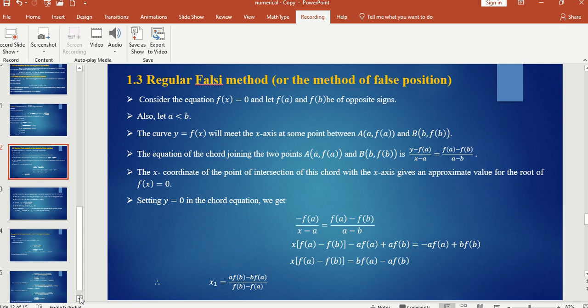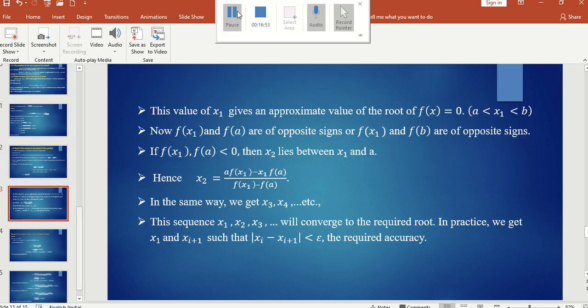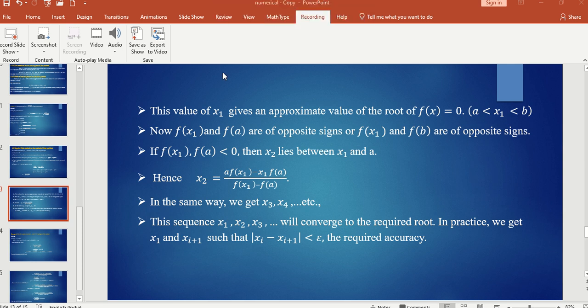Now setting y equal to 0 in the chord equation, we have minus f of a divided by x minus a equal to f of a minus f of b divided by a minus b. So we have the equation x1 equal to a into f of b minus b into f of a divided by f of b minus f of a. So this value of x1 gives an approximate value of the root of f of x equal to 0. That is, x1 lies between a and b.